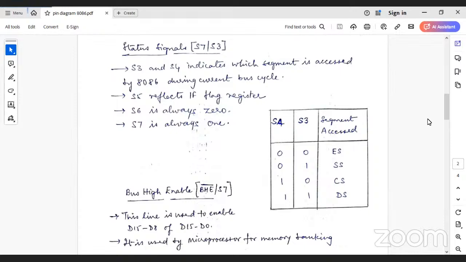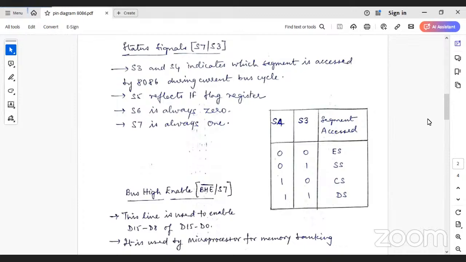We will come to that bus high enable a little later. Initially, let us discuss the status signals. Now, S7 to S3, all these signals, what is their work? You can see S3 and S4 status signals indicate which segment is accessed by your 8086 during the current bus cycle. Now, in the block diagram, you have come across the segment registers in your bus interface unit, BIU. So the selection of that segment register is also based upon the value of S3 and S4 signals.